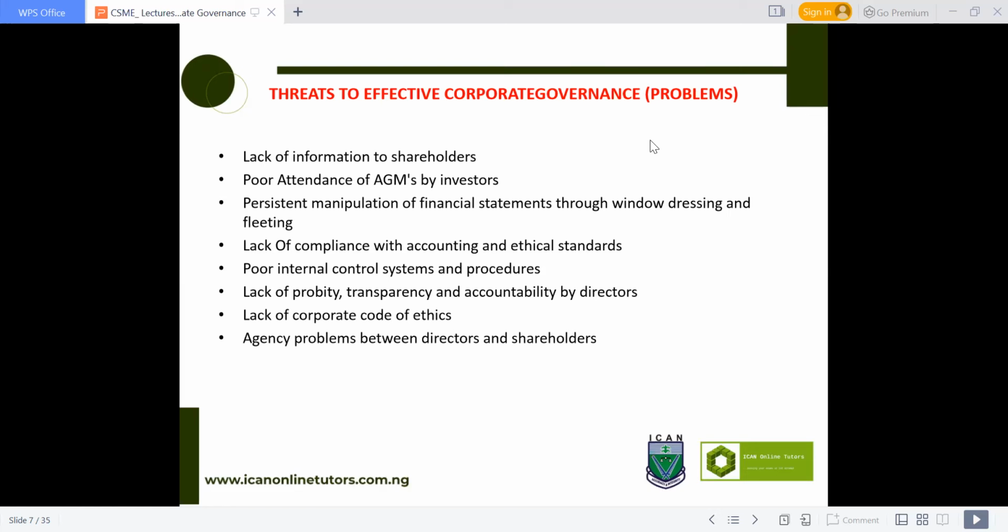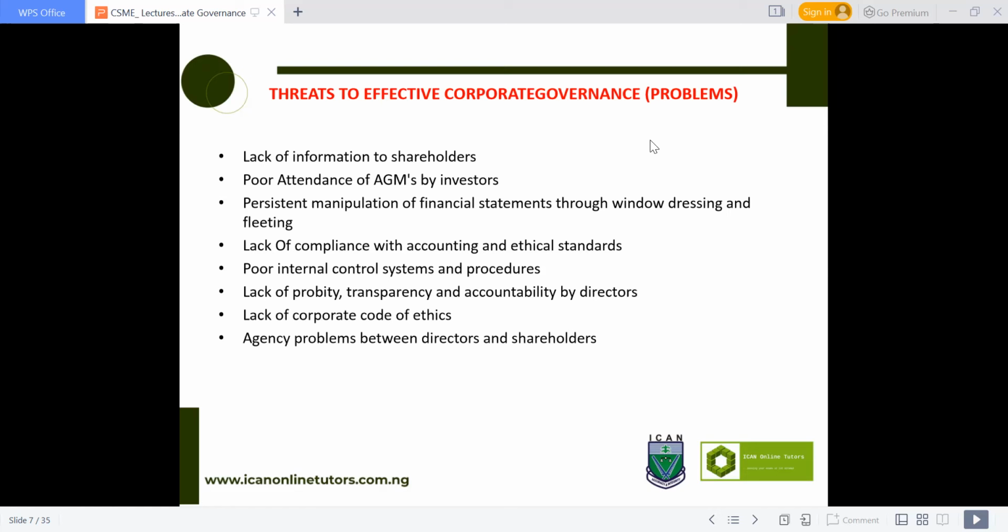Lack of corporate code of ethics is also a problem. As a company, you should be able to issue a code of ethics to your employees so that they will know. And don't worry, very soon we'll be talking about ethics as well. Corporate code of ethics. Agency problem is also another one, and we are going to be looking at that today as well.